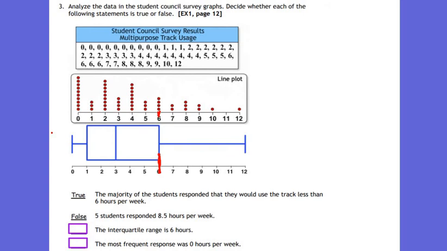Yesterday, I taught you what interquartile range was. Interquartile is your 2 lines of your boxes, outside lines. Range is the distance they are. So what is my interquartile range? It's between 1 and 6, which means the distance is 5. They said the interquartile range is 6 hours. Is that true or false? False.